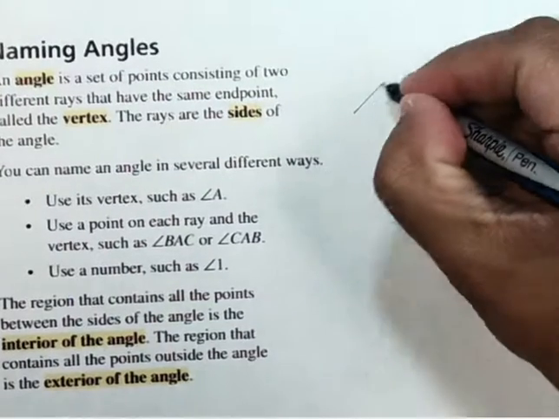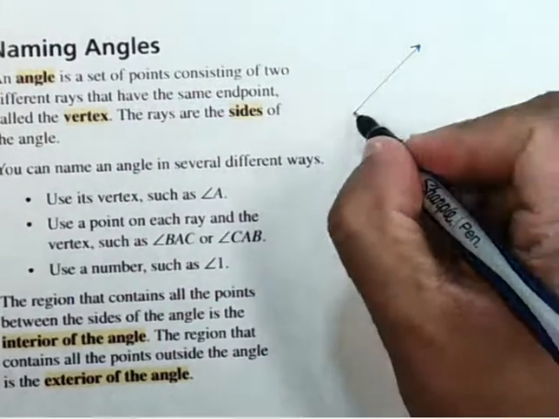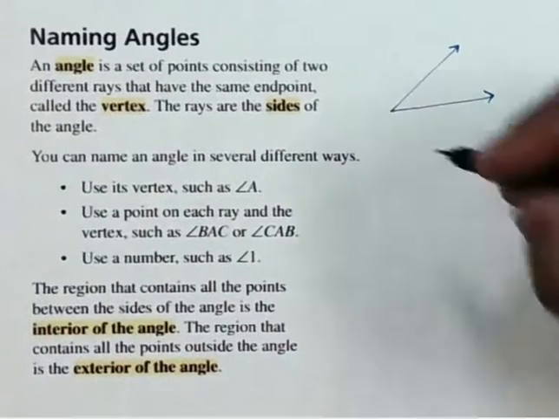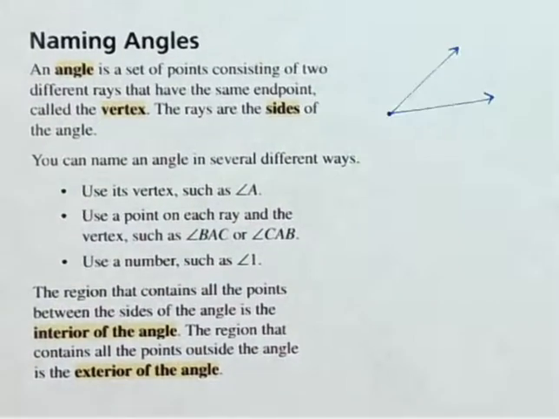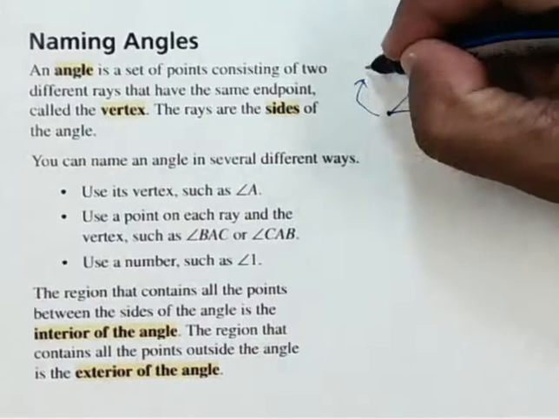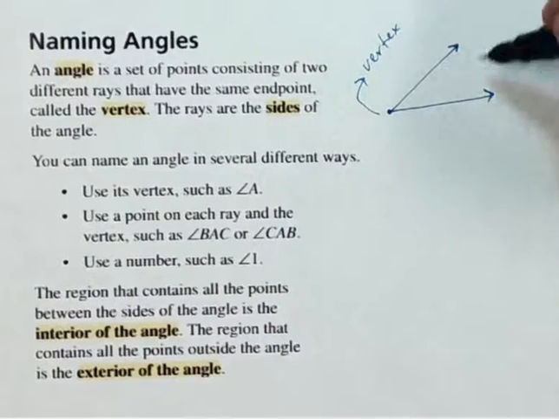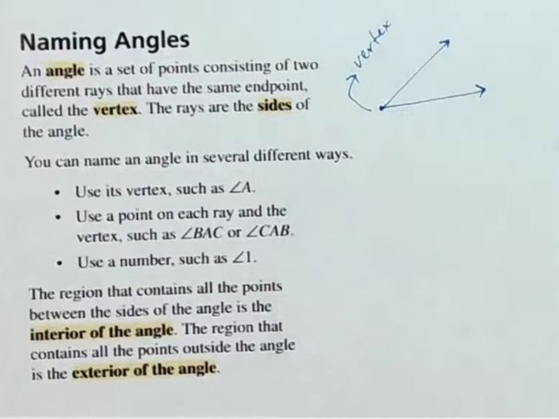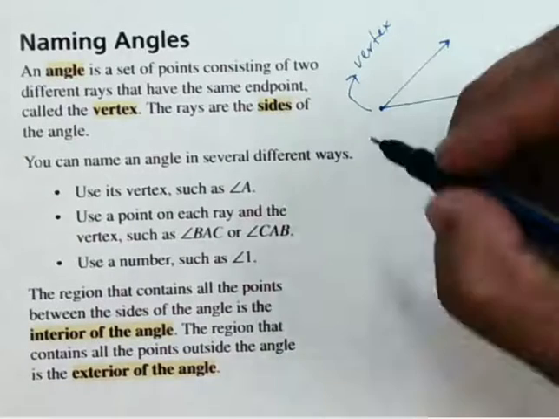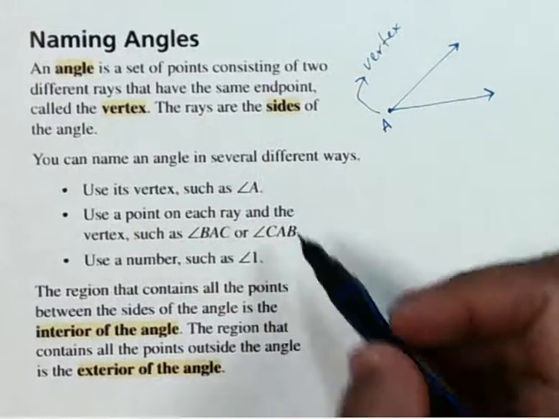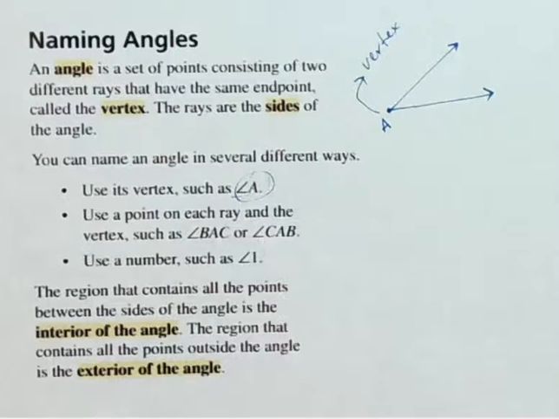So if I just draw a line going this direction and another line going this direction, that intersection point right here, that is what we would call the vertex. Okay, and then the two rays, instead of calling them rays, we're going to call them sides. All right, and then there are different ways to name an angle. The easiest way is to name it by the vertex. So we would just call this angle A, like it says right here.